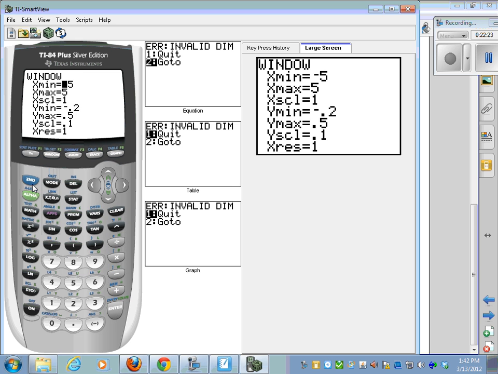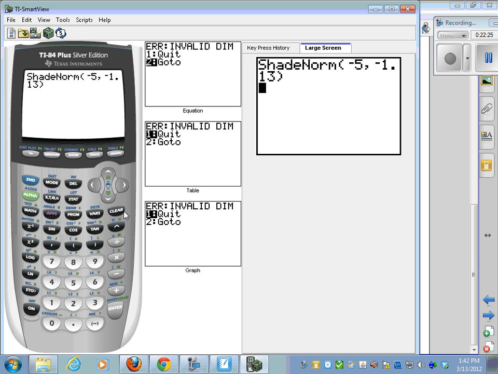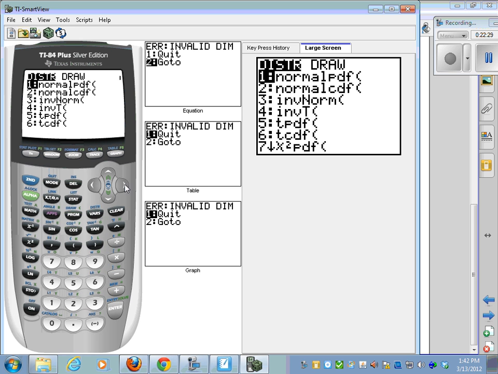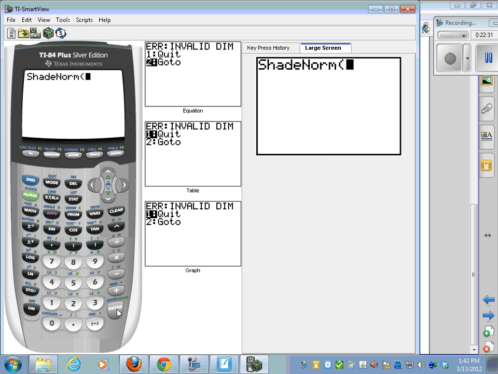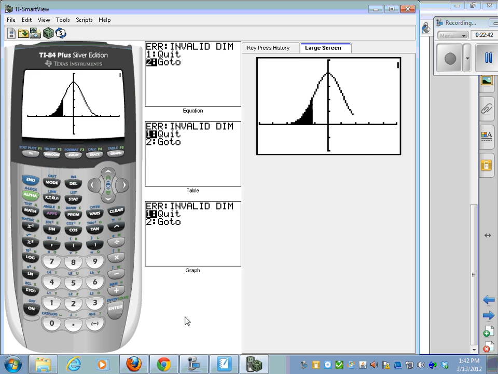Second function, distribution, draw, shade norm, -5, comma, -1.13. That is good. And now you're going to get a beautiful looking graph. Does that look like the picture in the textbook? Yeah. Pretty darn close.